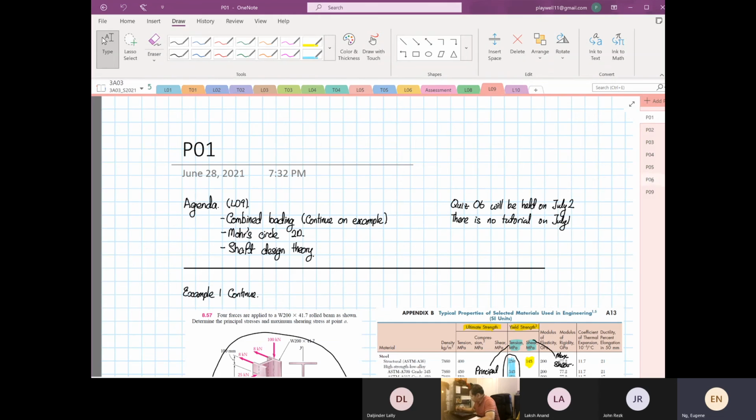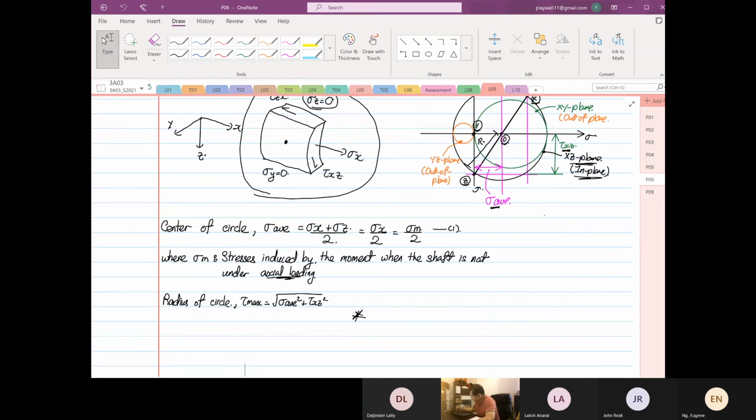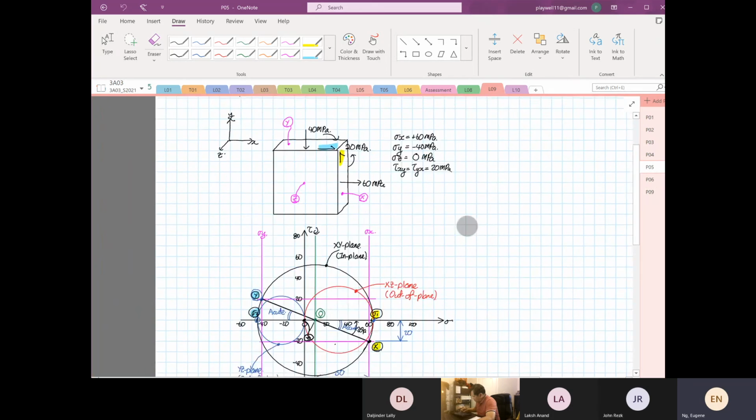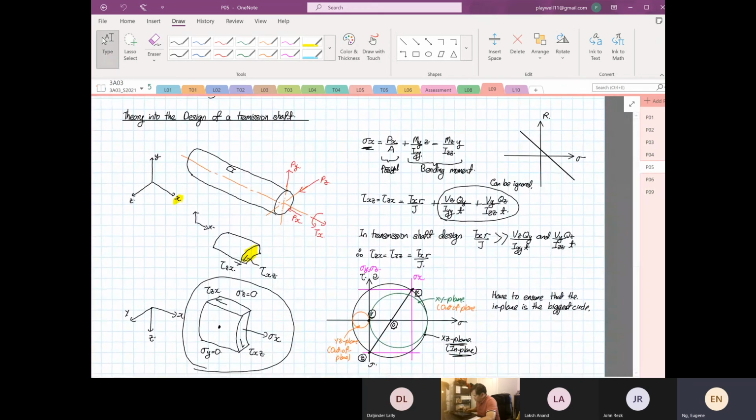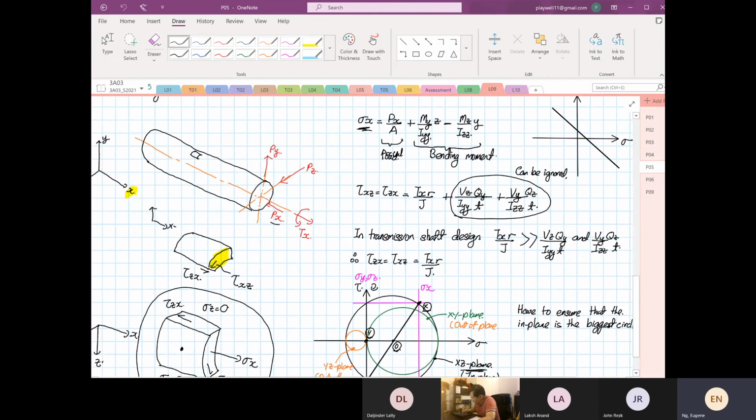So let's briefly look at what happened last week. Last week we looked into design of a transmission shaft. This shaft will be having a loading of Pz, Py. It can also have an axial load and a torque. I want you to take note that our analysis today will not necessarily take the axial load into consideration, but in reality, there can be axial loading.